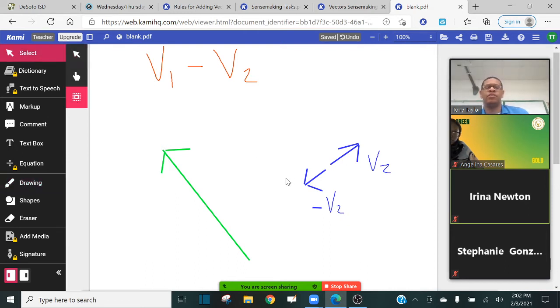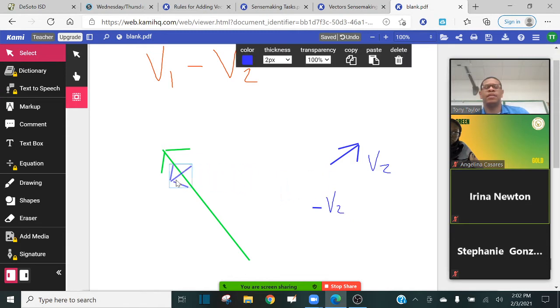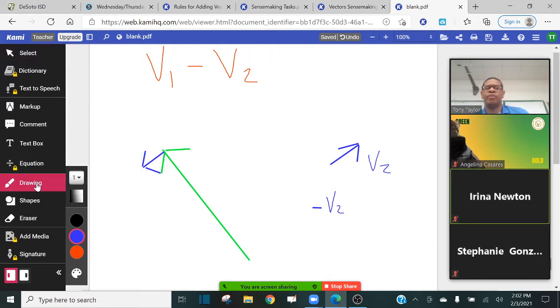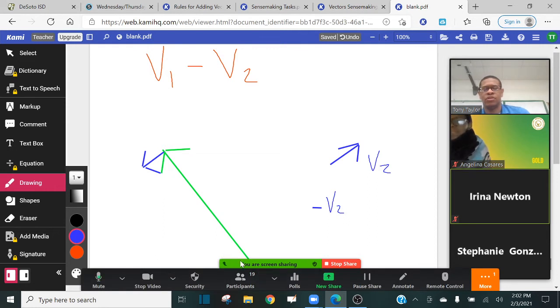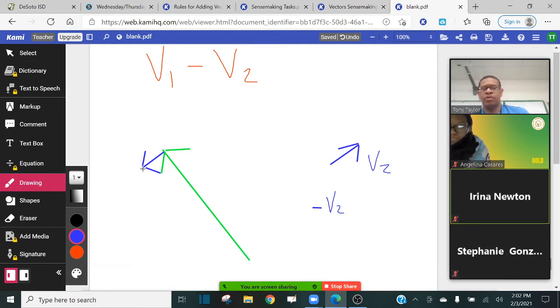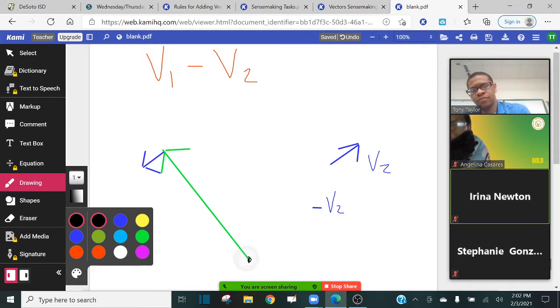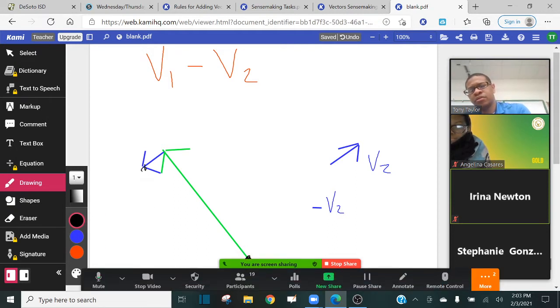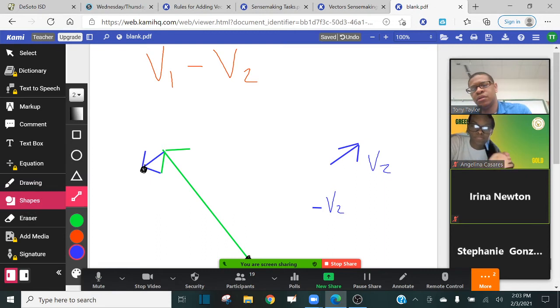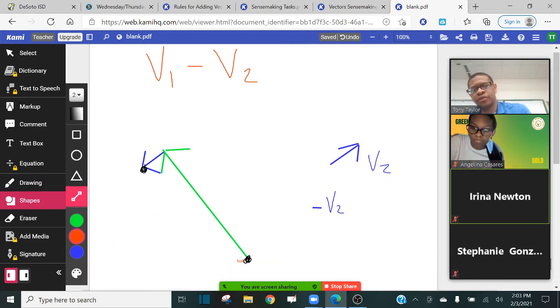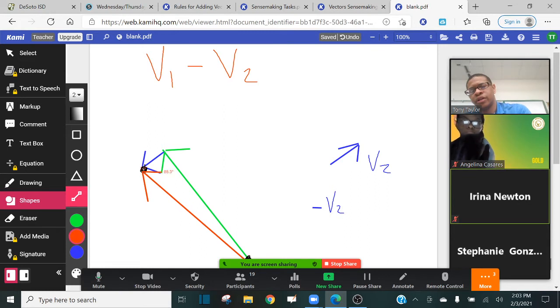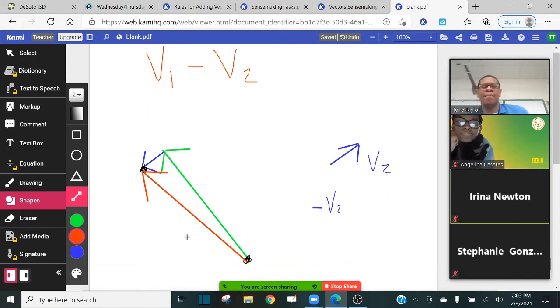You take this vector here and connect it to this vector, head to tail. That's the next step. Then you find your starting point and your ending point. This is your starting point, and this is your ending point. And lastly, you draw the resultant vector pointing toward your ending point. That vector there in red is the vector V1 minus V2. And that's all you do whenever you're subtracting vectors.